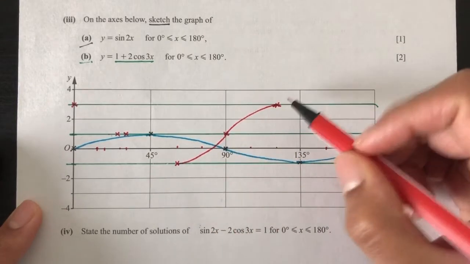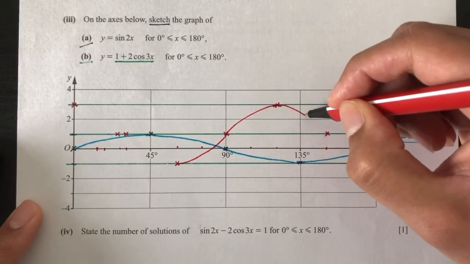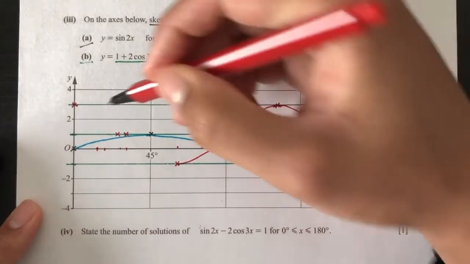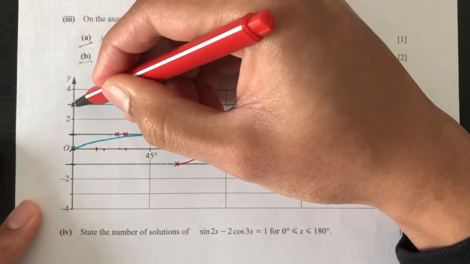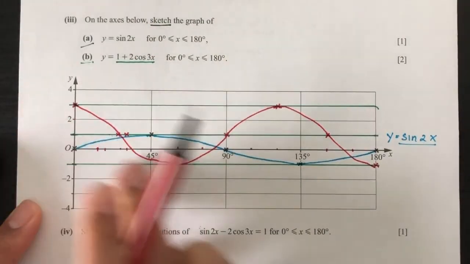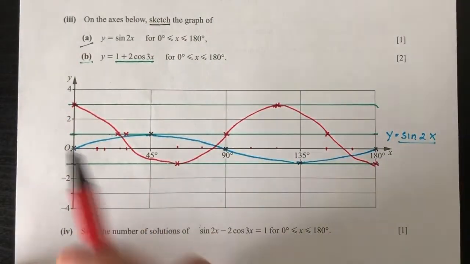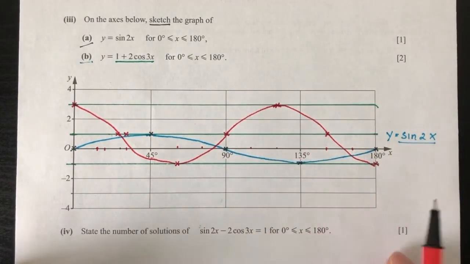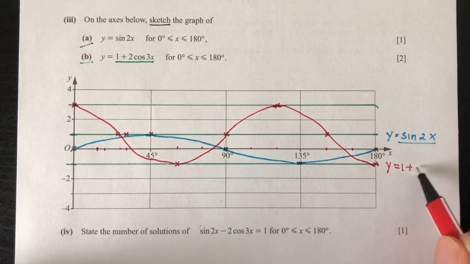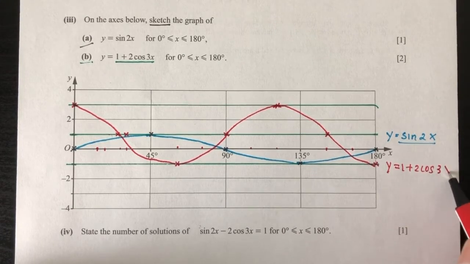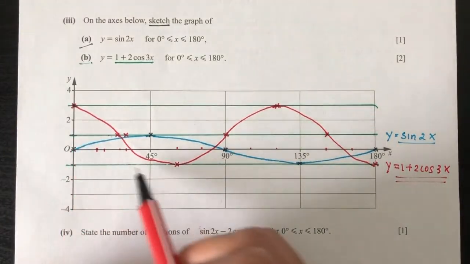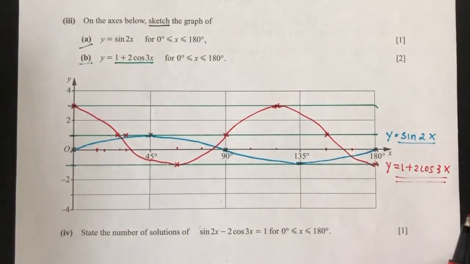So here we have this, and here we have this, and here we have this. Let's use this point, so it's kind of symmetric. Make sure that it is smooth. My curve is not great, so make sure it's smooth. In that case, that will be your curve y equal to 1 plus 2 cos 3x. That will be the red line. Make sure it's smooth, because that's the best way you can draw your curve for your 4 marks.